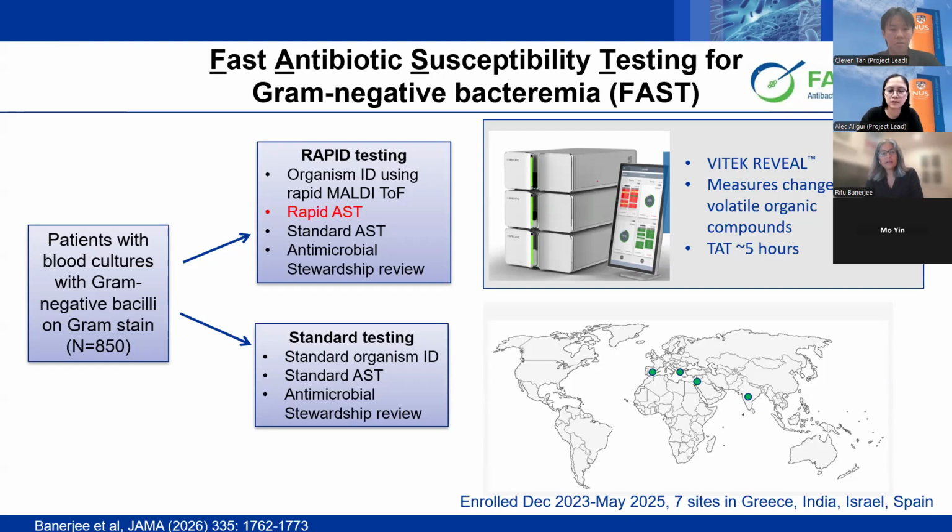And the rapid diagnostic that was tested in this trial was the Vitek Reveal, which is an approved diagnostic in Europe and the United States that measures changes in volatile organic compounds in the presence of bacterial growth. The turnaround time is fast, about 5 to 7 hours. And then we conducted the study in 4 countries highlighted on this map: Spain, Greece, Israel, and India.